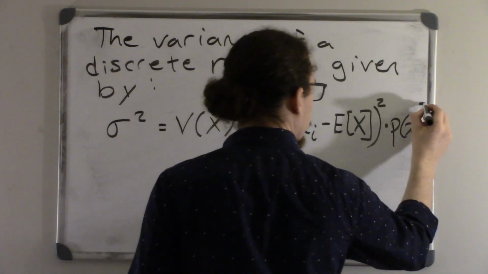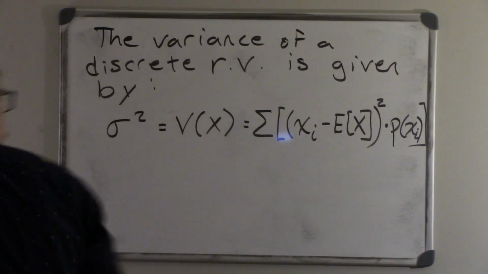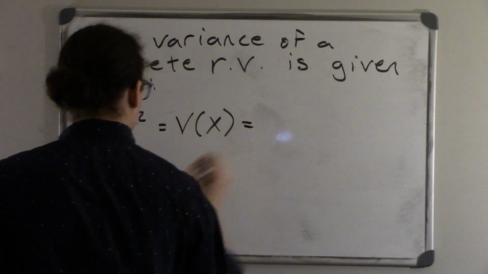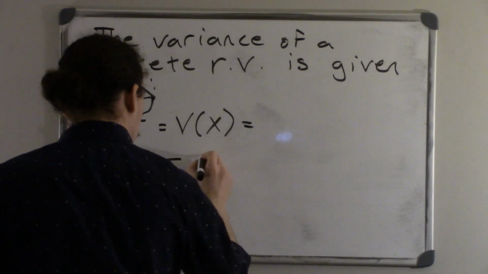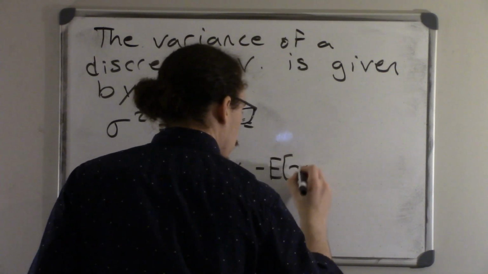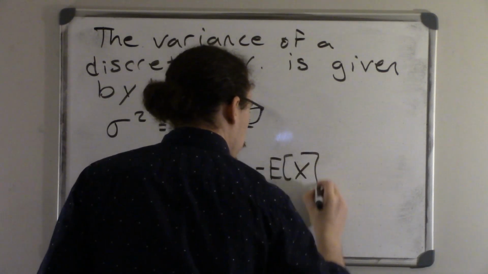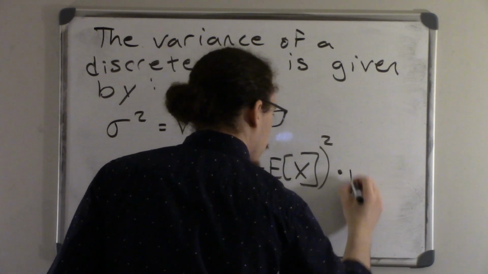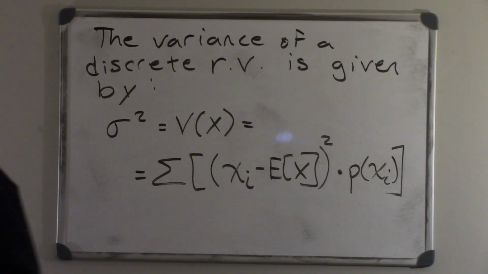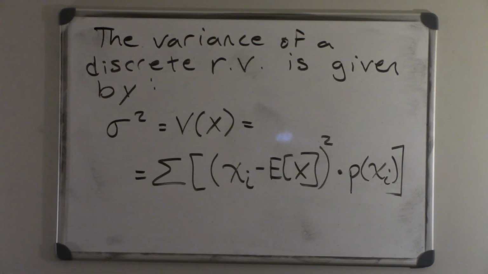I'm going to move that down because I got a little scrunched at the end there and I don't want it to be scrunched. So again, the sum of xi minus the expected value of x, squared, times the probability of xi. This formula usually looks a little daunting to students. It's really not. I will admit it looks bad, but it's really not that bad.